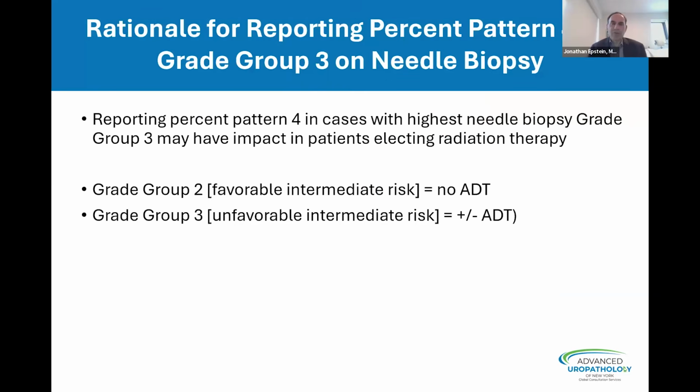There's also a rationale for reporting percent pattern 4 when you have grade group 3, or 4 plus 3. And that's mostly for radiation therapy. If you have a grade group 2, which is 3 plus 4, that's considered favorable intermediate risk. Most of those patients do not get hormone therapy prior to radiation. But if you have a grade group 3, 4 plus 3 equals 7, that's considered unfavorable intermediate risk. Those patients often get hormonal therapy, again, depending on other parameters.